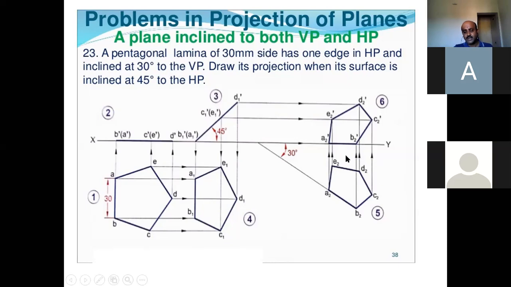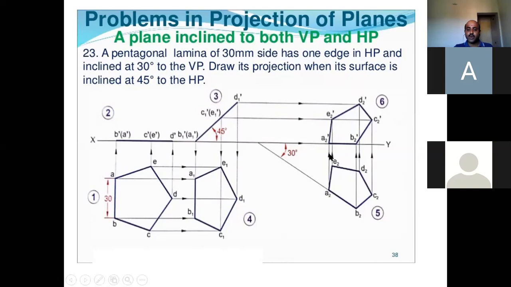So this is the completion. Once you complete the pentagon, or once you transfer the entire pentagon on this 30-degree line, such that the base A1 or AB should be on the 30 degree. Okay. Now once you draw this pentagon, the rest of the things are simple.